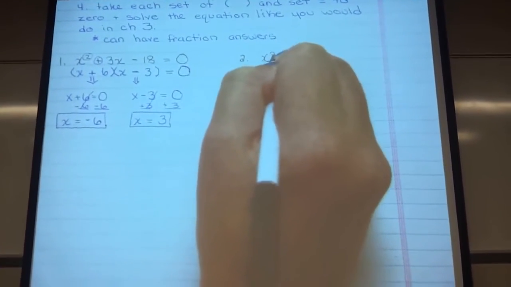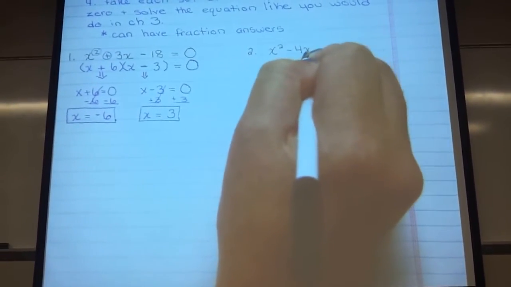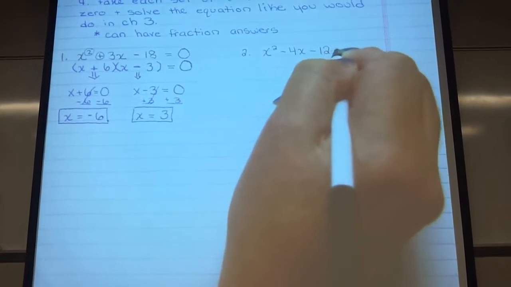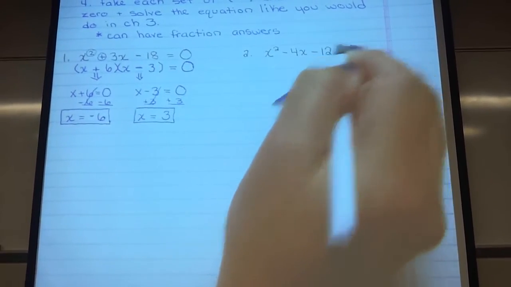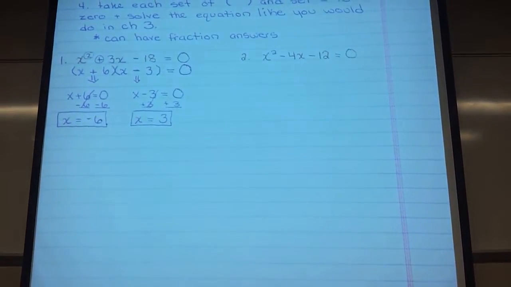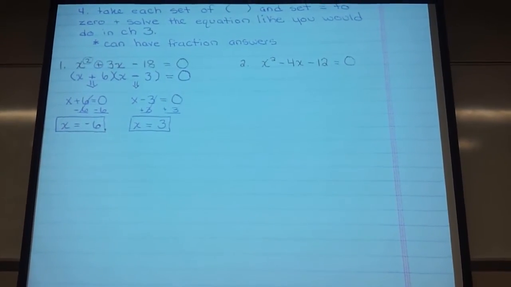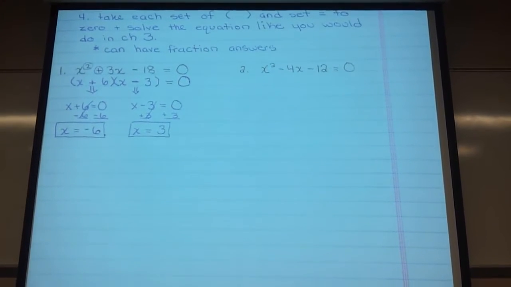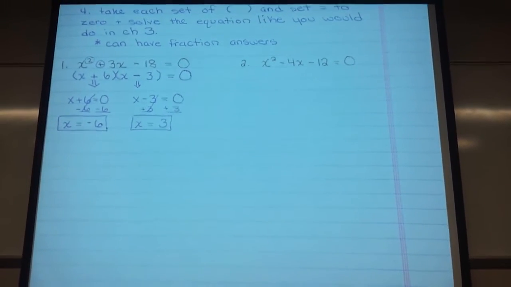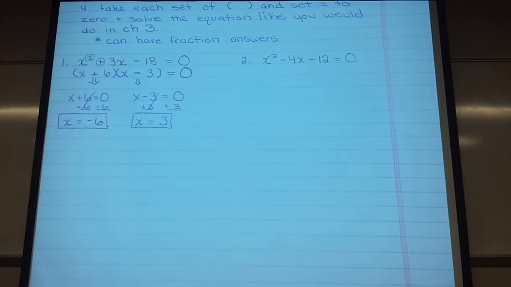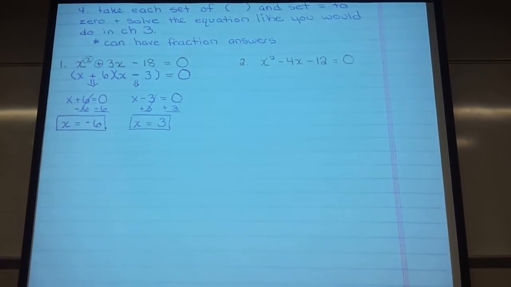X squared minus 4x minus 12 equals 0. Everything on the same side? Yes. Everything's on the left, so we know we're okay. It's set equal to 0, that's what we want.